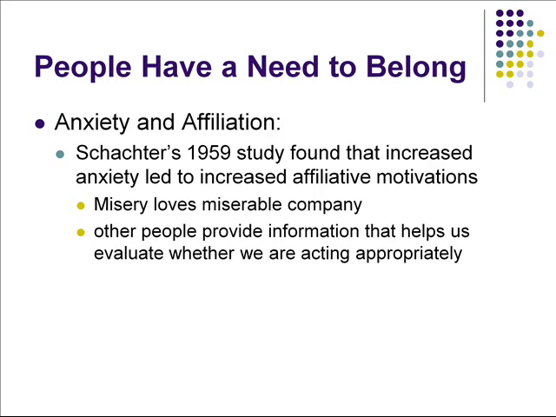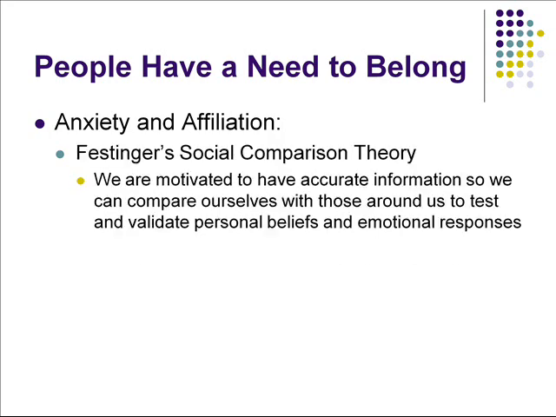So why is it that misery loves miserable company? Leon Festinger's social comparison theory suggests that one reason that people seek out other individuals who are having a similar negative reaction is that it validates their own experience and emotions. If everyone around us was calm and peaceful, we may feel like we are behaving or experiencing the situation inappropriately if we're anxious.